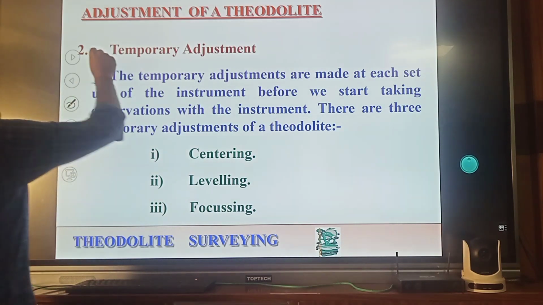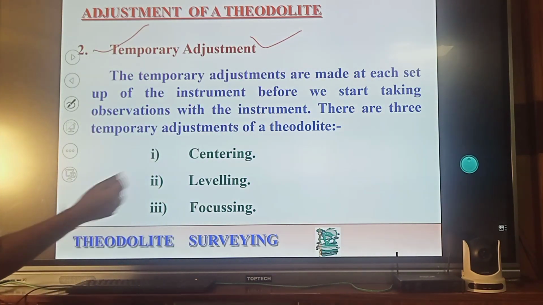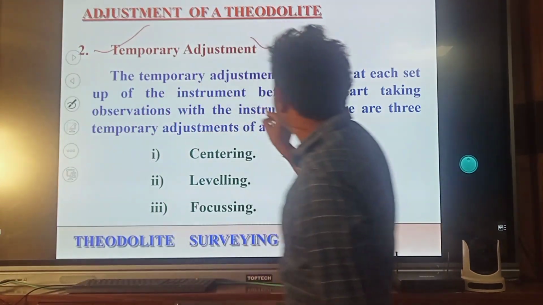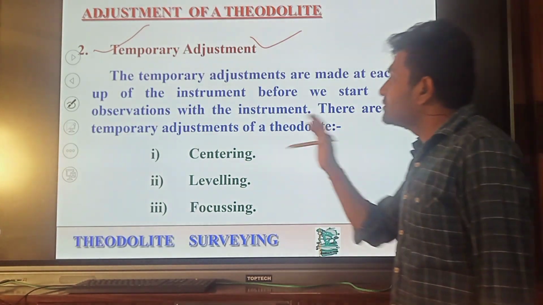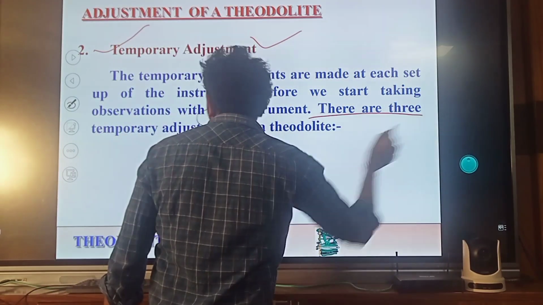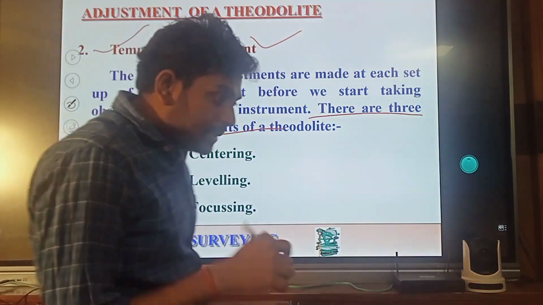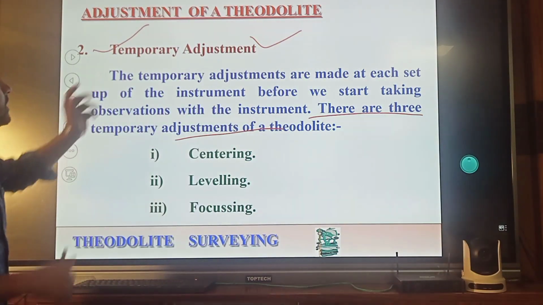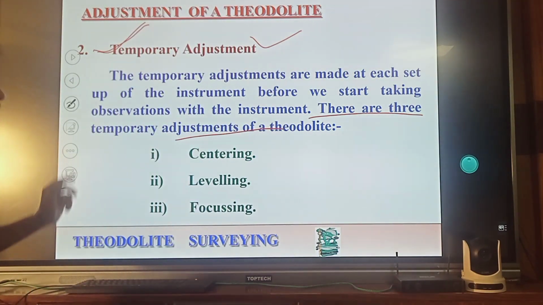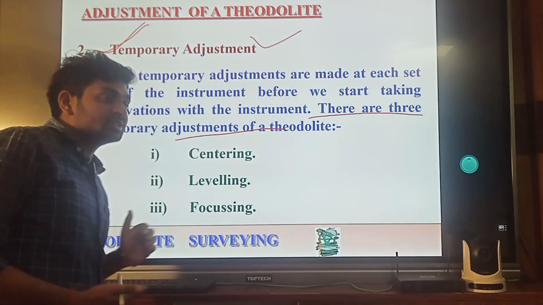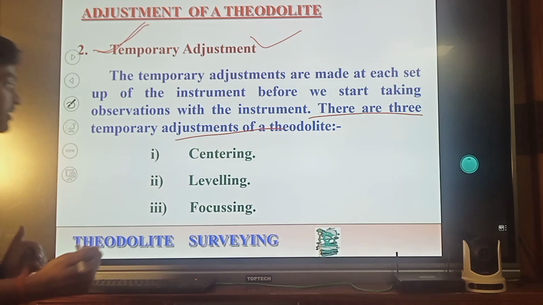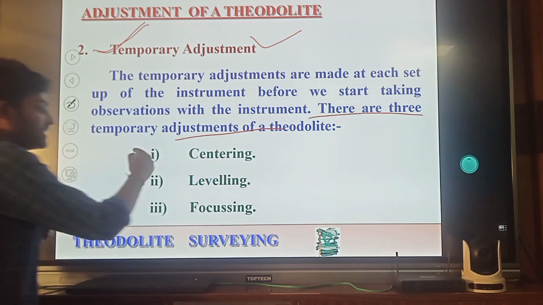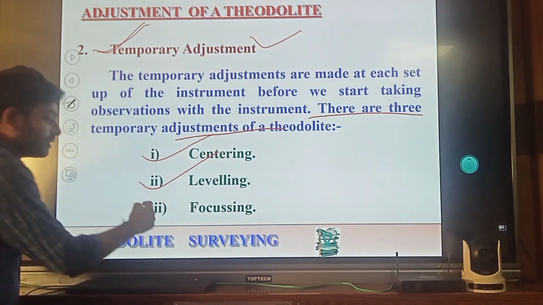Then next is temporary adjustment. The temporary adjustments are made at each setup of the instrument before we start taking observations. Before starting any job, first we set up the instrument and do the temporary adjustment. After temporary adjustment, we take the readings. There are three temporary adjustments. The first is centering, the second is leveling, and the third is focusing.